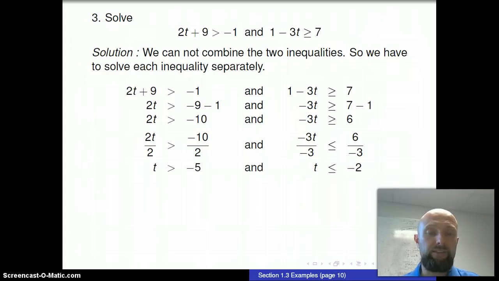Simplifying, we get t is greater than -5 and t is less than or equal to -2. In interval notation, this becomes the interval -5, -2.